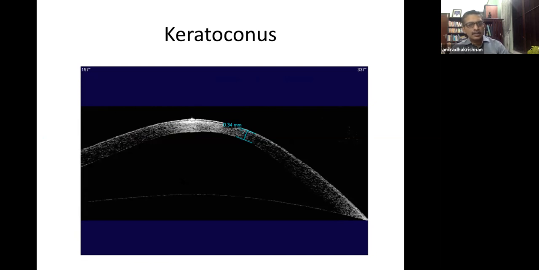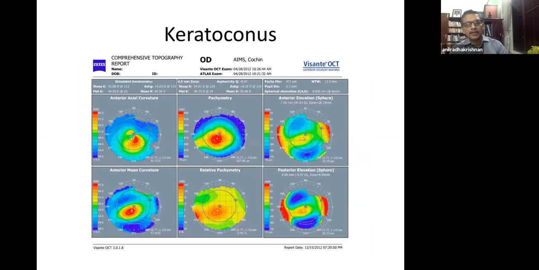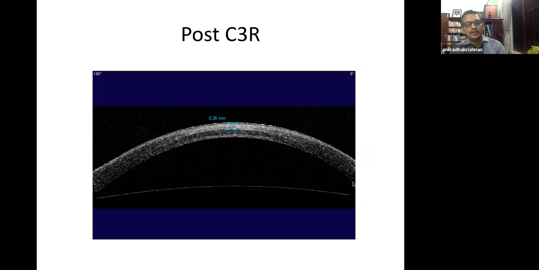In keratoconus, you can measure the cone accurately. The advantage of the Visante Omni system is that it is coupled with the topography system, so you can see the topographic data also. This is post C3R. After C3R, you can see the hyperreflectivity in the anterior 250 microns, and you can measure that also.